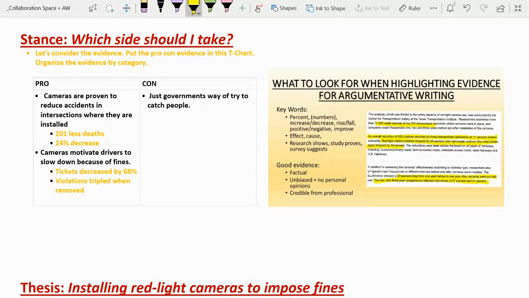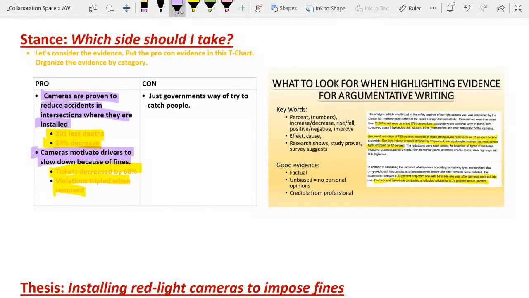When I was looking through my evidence, I saw things like that there were 201 less deaths, that there was a 24% decrease in accidents and fatalities. So this here is my evidence. This was the topic, that cameras are proven to reduce accidents in intersections where they are installed. Some other evidence that I found was that tickets decreased by 68% and that violations tripled when they were removed. So those 2 pieces of evidence fell under the topic of cameras motivate drivers to slow down because of fines.